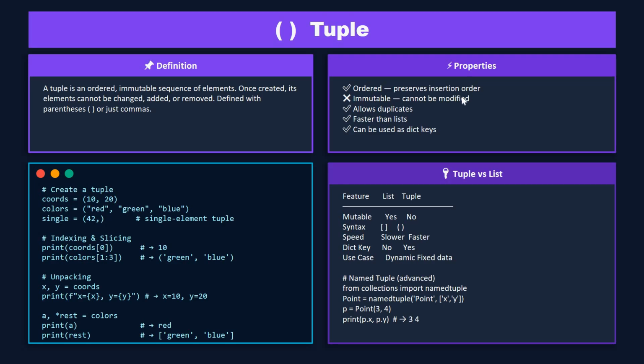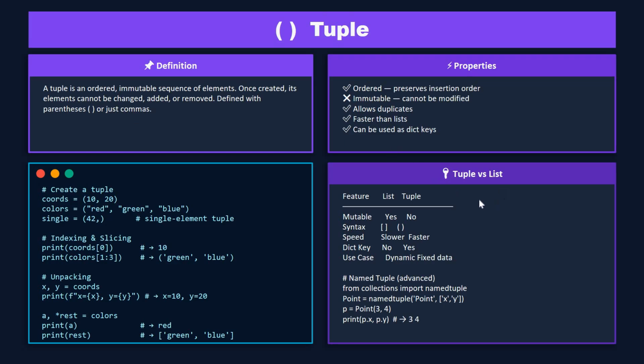Properties: it's ordered, preserves insertion order, immutable, cannot be modified, allows duplicates, and faster than list. Yes, definitely faster than list because it's of an immutable nature, and it can be used as a dictionary key. So whenever you want to use a dictionary key, we can go with the tuple because it's immutable and a key cannot be modified. So a tuple will not be modified.